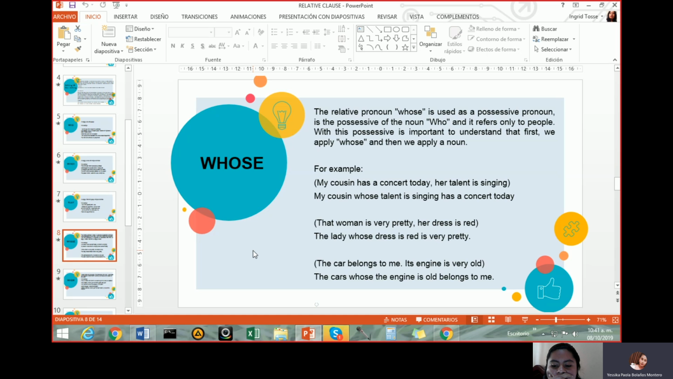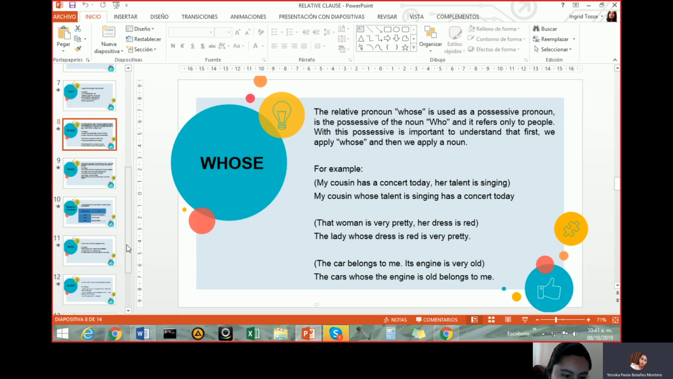The car belongs to me. Its engine is very old. Okay. There are two sentences. The car whose engine is old belongs to me. Whose, possession. Yes. Yes, and in this case we apply this in place of its. Very good. Okay, do you understand this part or do you have any doubt? It's clear, teacher. Okay, thank you.